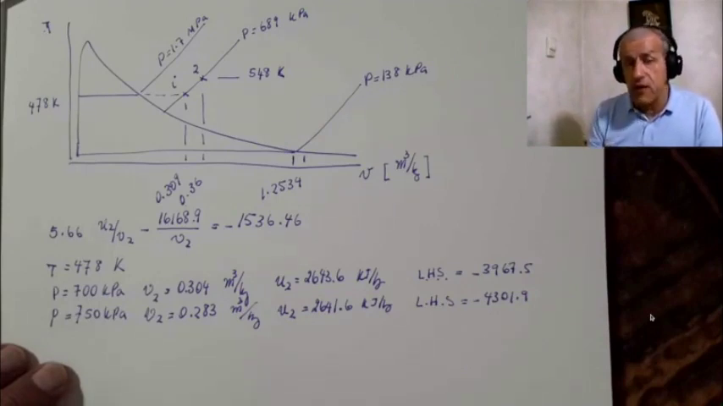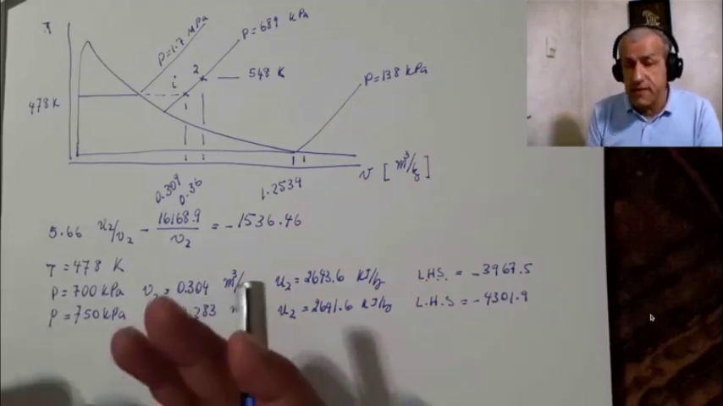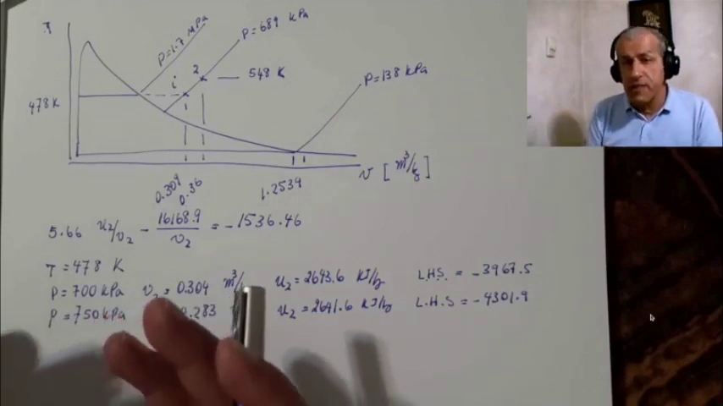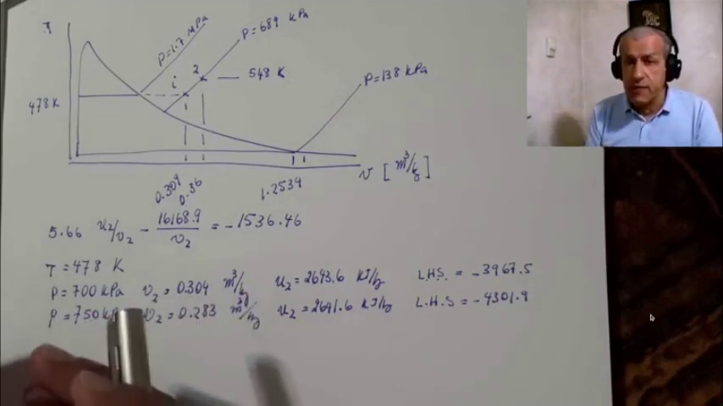So we have made a conclusion. You see, the first law of thermodynamics and the mass conservation law already tell us what is impossible and what is possible.